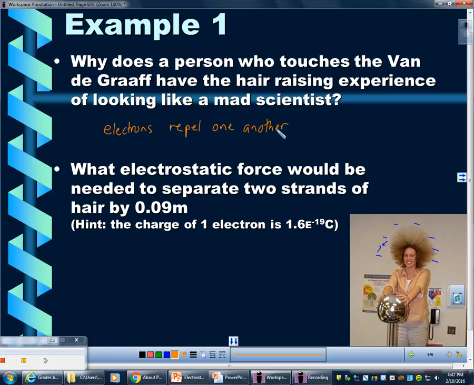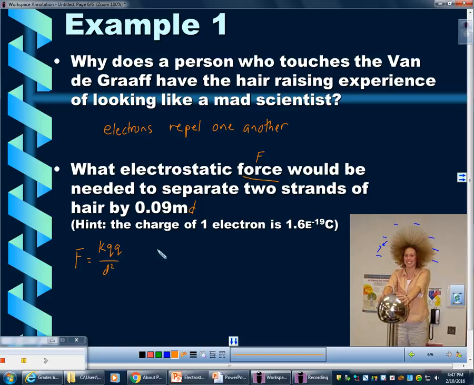Now, if we wanted to apply a little bit of math to this idea, we could find the electrostatic force, or the F, that would be needed to separate two strands of hair by 0.09 meters, which would represent our distance. So going back to those equations we just formed, if I wanted to find the force, then we would need to know K, our two Q's, and our distance squared.